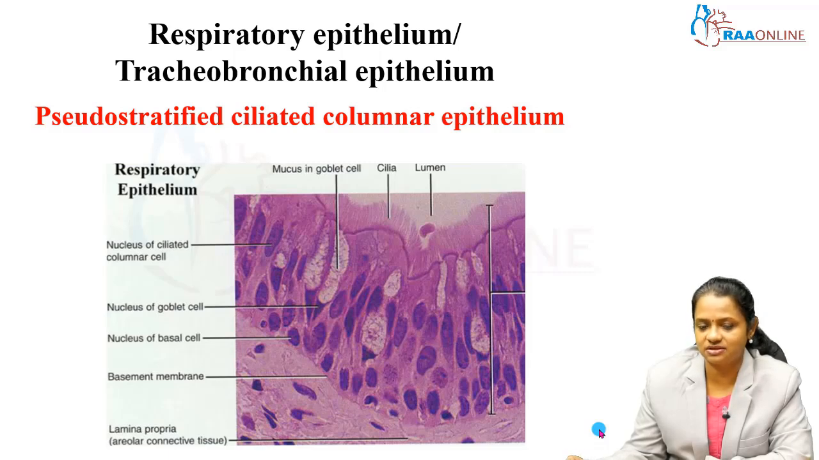All these cells rest on a basement membrane. So it is called a pseudo-stratified ciliated columnar epithelium. The predominant cell type is the ciliated columnar cell.